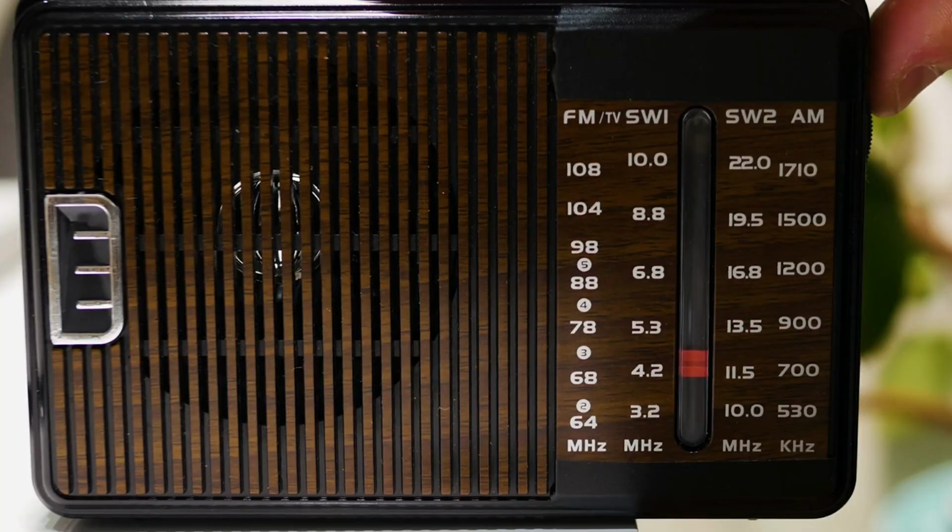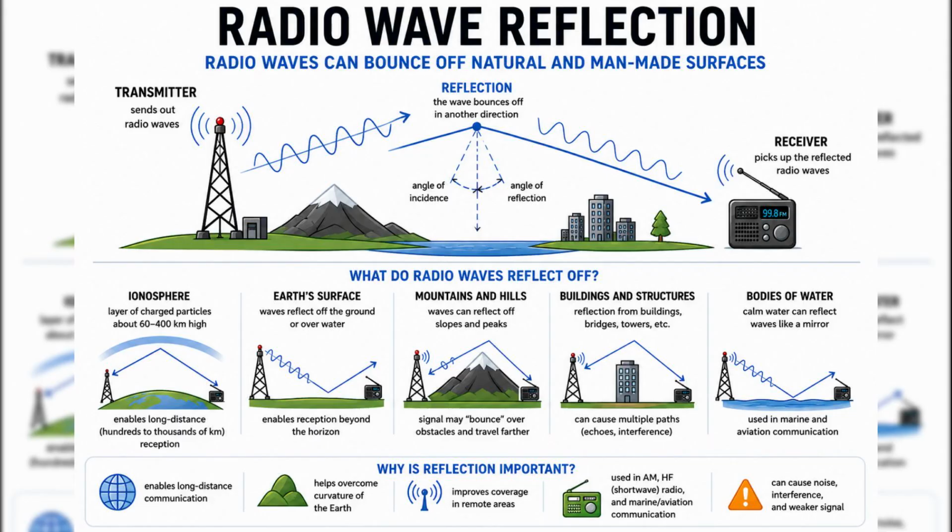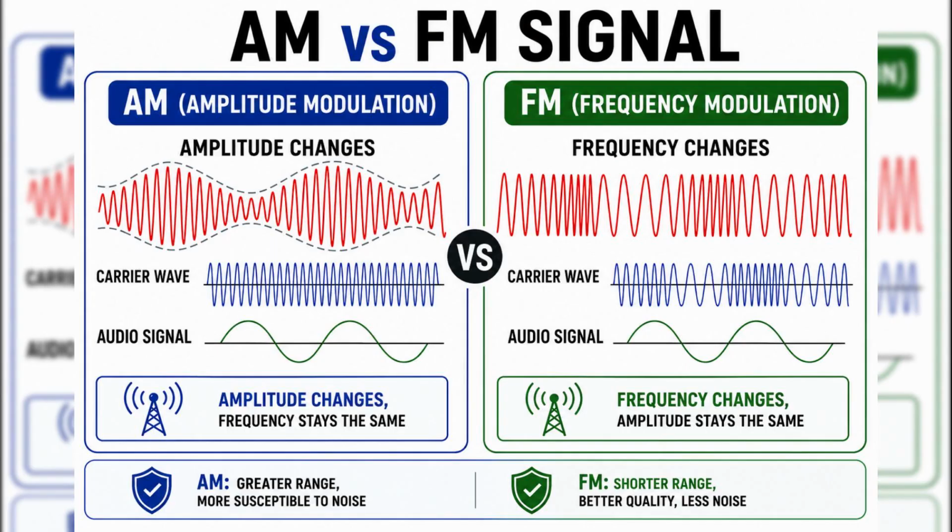Different radio frequencies behave in very different ways. Lower frequency radio waves, such as long wave and medium wave signals, are capable of bending around obstacles and following the curvature of the Earth. This allows them to travel extremely long distances, especially at night. Higher frequency waves, like those used in FM broadcasting, move more directly in straight lines. They provide much higher sound quality, but usually have a shorter effective range because they are more easily blocked by terrain and buildings.